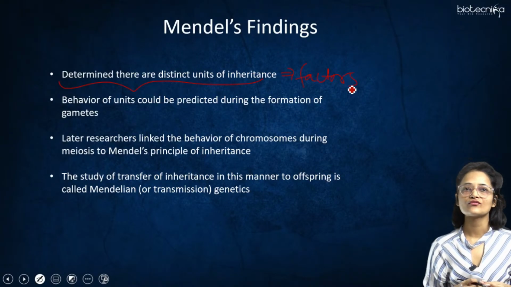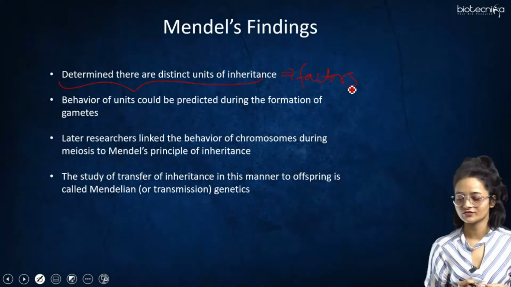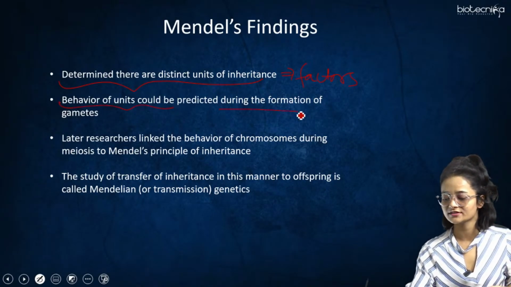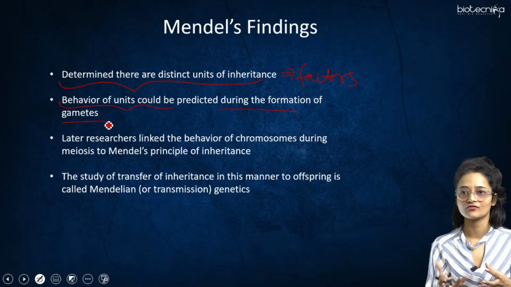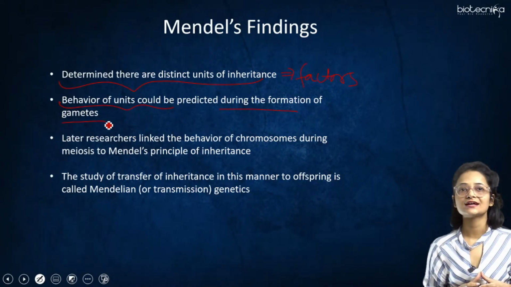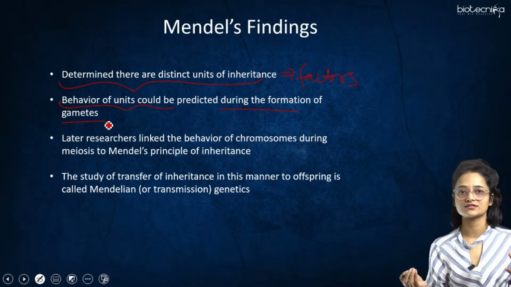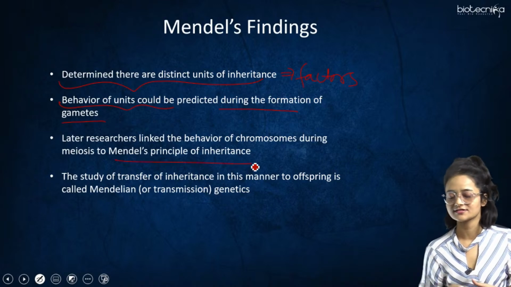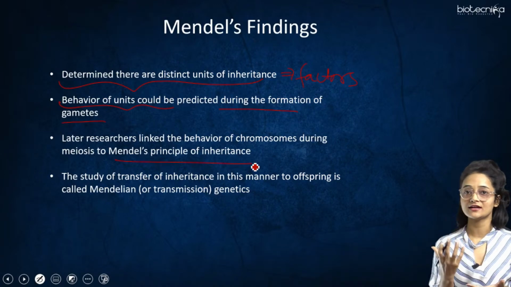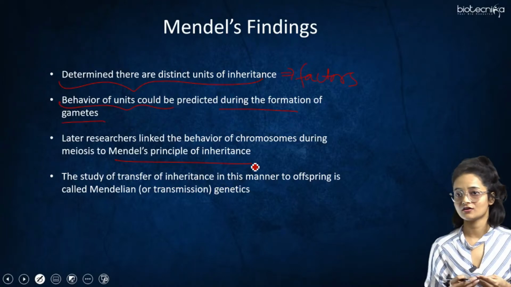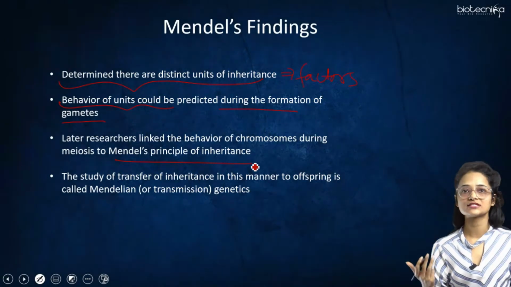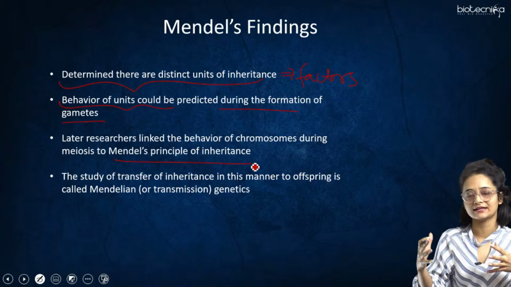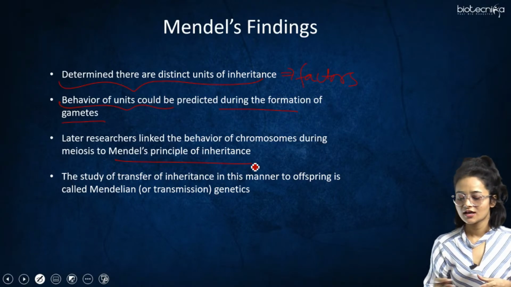Then he said the behavior of units could be predicted during the formation of gametes. So when the gametes were being formed, they decide the behavior of a particular individual, right? Later researchers linked the behavior of the chromosomes during meiosis to Mendel's principles of inheritance. There were three principles or laws of Mendel. First was the law of dominance, then the law of segregation, and the law of independent assortment. All these three principles were later linked to chromosomal inheritance by scientists, right?